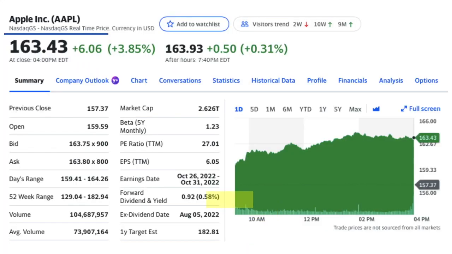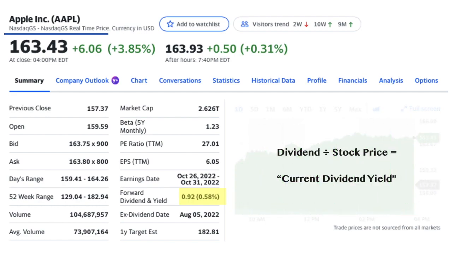Here you see highlighted the forward dividend and the yield. This represents the cash paid to shareholders by the company from the profits of the company. So not every company pays a dividend, but some companies do choose to pay out a portion of their profits out to the shareholders in the form of cash. The 92 cents represents 4 quarters of those payments. Dividend divided by stock price gives you the current dividend yield, and that is expressed as a percentage.